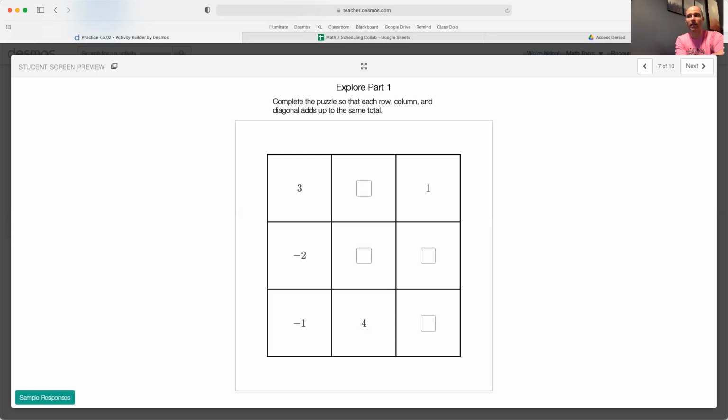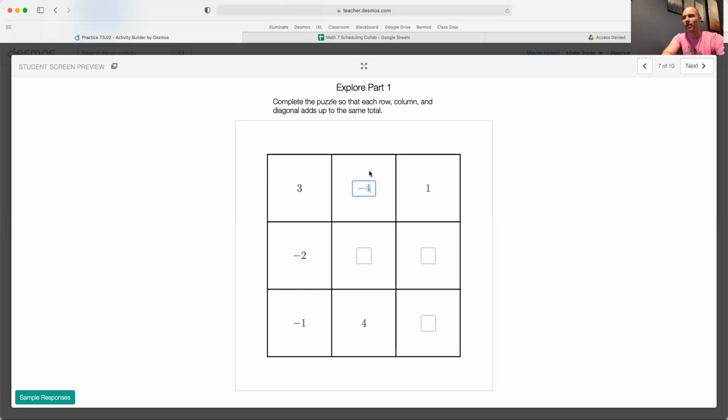So I think one easy solution is to make all of the rows, columns, and diagonals add up to 0. And so if I were to do this top row, if I wanted to make it all add up to 0, well, I have a 3 plus 1, which is 4. And so now I just need the additive inverse of 4 in this box to make this whole row add up to 0. So I'm going to put a -4 there.